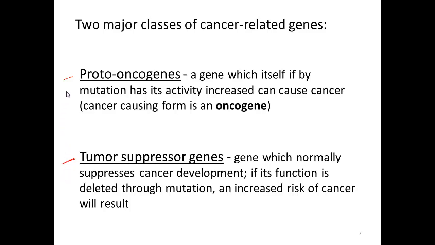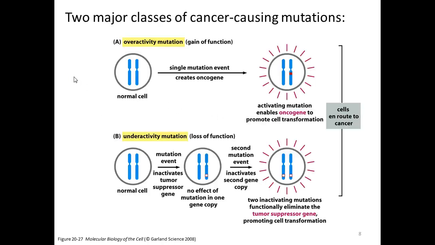A useful analogy for these two classes is an automobile. This is the equivalent of the gas pedal. This is the equivalent of brakes. So with oncogenes, if you step on the gas pedal, if you increase the activity of an oncogene, that's going to be more likely to cause cancer. Whereas if you inactivate the brakes, that's what's going to lead to cancer. And here on the top, we're going to look at oncogenes, and here we'll look at tumor suppressors.